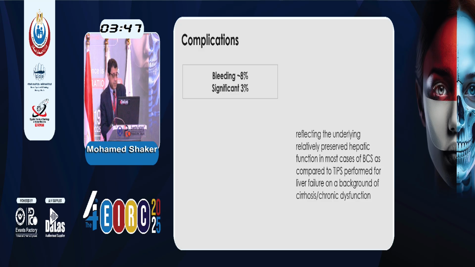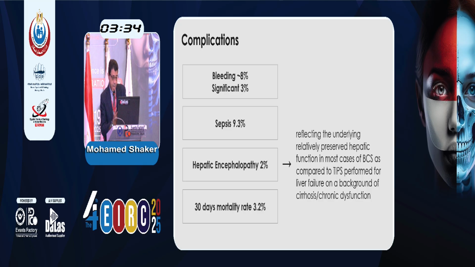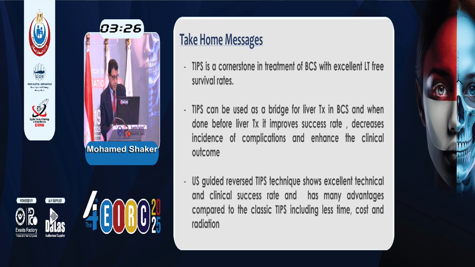It was significant, necessitating surgical intervention in 3% of cases. Sepsis occurred in 9% of cases, different types of sepsis. Hepatic encephalopathy in only 2% of cases, and this reflects the compensated liver functions in these cases. They mostly present to us before the stage of liver cirrhosis, and third is mortality, about 3%.